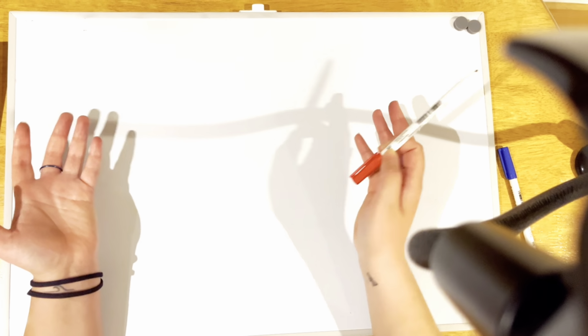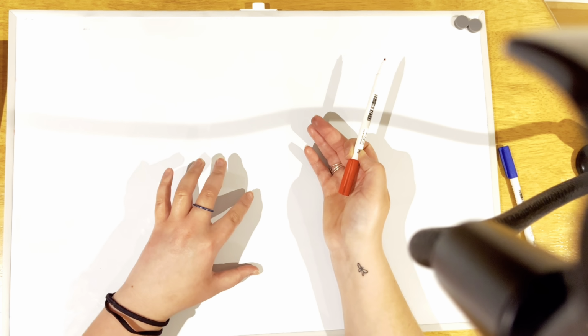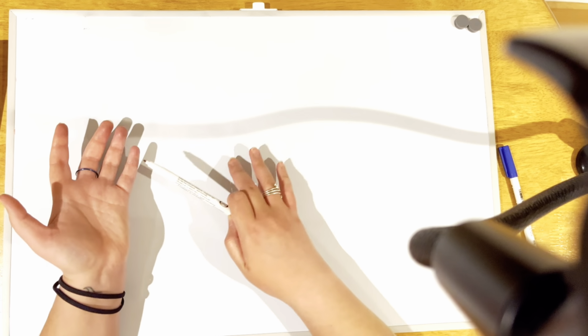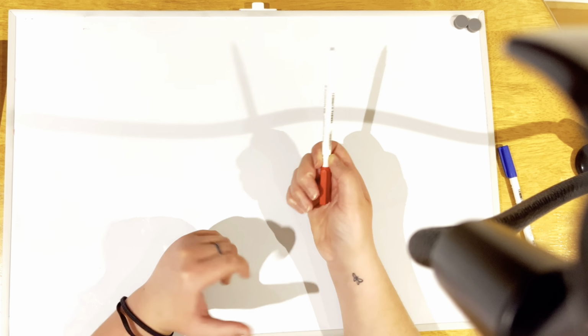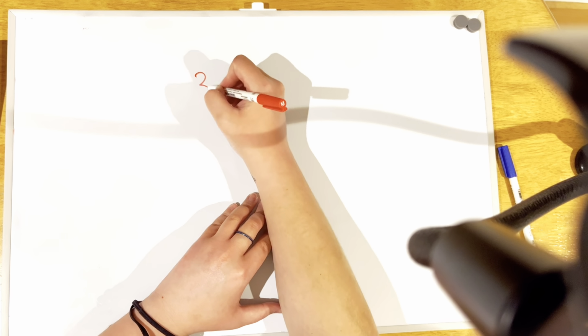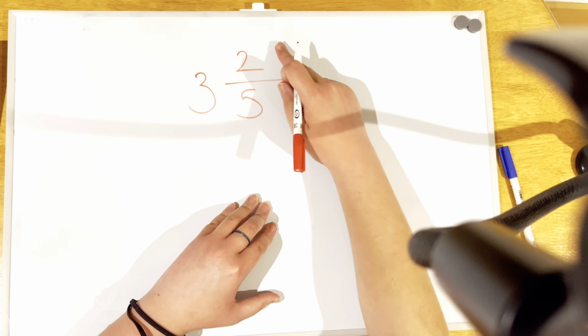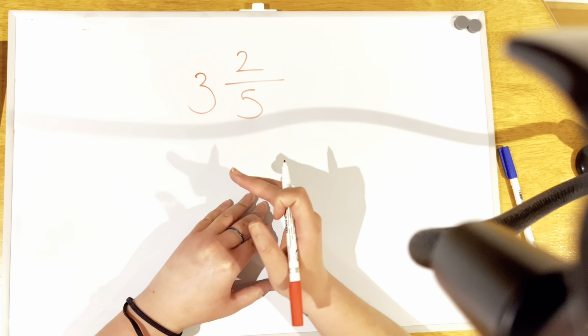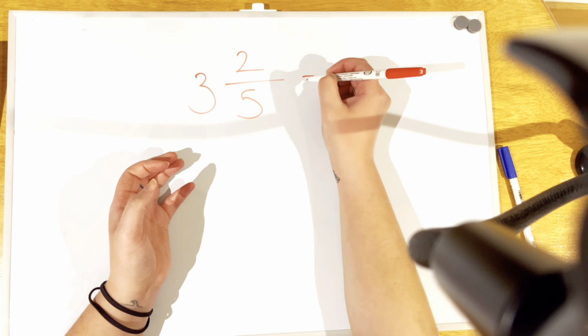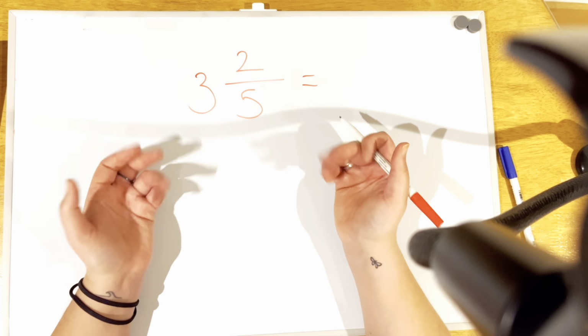Now that we've done improper fractions into mixed numbers, we're going to go from mixed numbers to improper fractions. So you might have a question that looks like this, for example. 3 and 2 fifths. So to make this into an improper fraction, we need to do 2 steps.